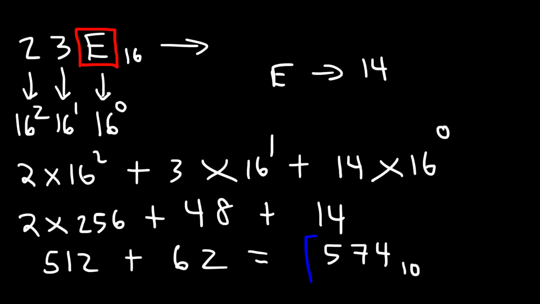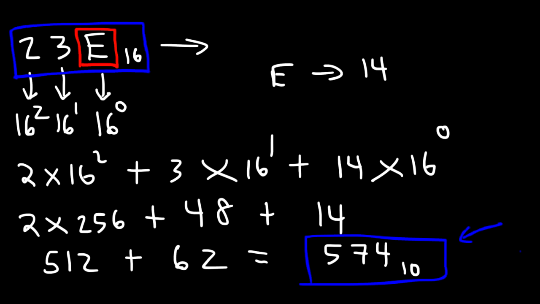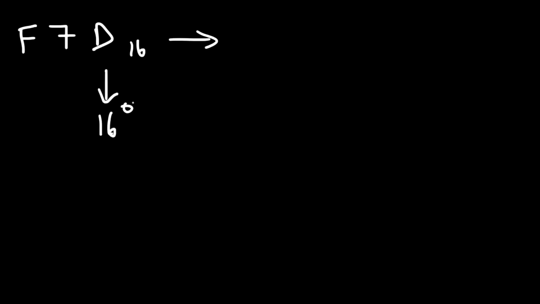So that's how we can convert a hexadecimal number in the base 16 system to a decimal number in the base 10 system. Let's work on another one. F7D base 16. Let's convert that to a decimal number. So the first letter on the right, we're going to multiply by 16 to the 0 power. The second one is going to be 16 to the first power. And the last one, 16 squared.